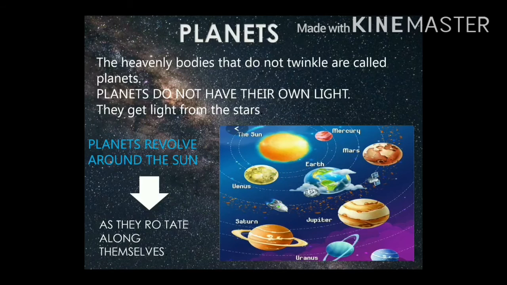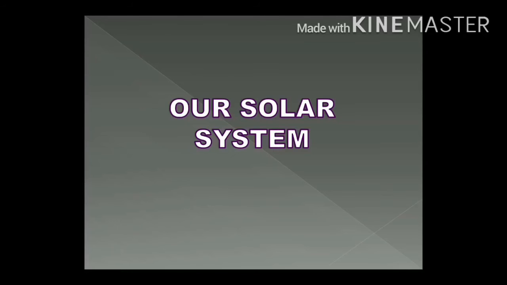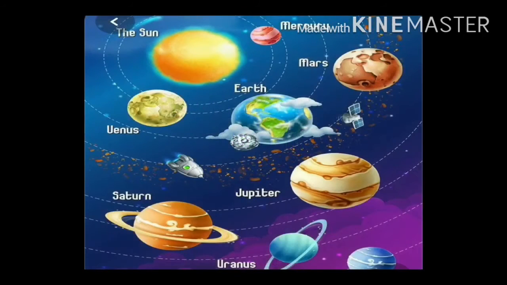Okay, so now see the picture carefully. Now we know what is meant by stars and planets. Now we are going to see about our solar system. Before knowing about the solar system, it is important to see a picture carefully. See this picture? There is the sun, planets, the white dotted line, their orbit. What can you see in the picture? See it carefully.